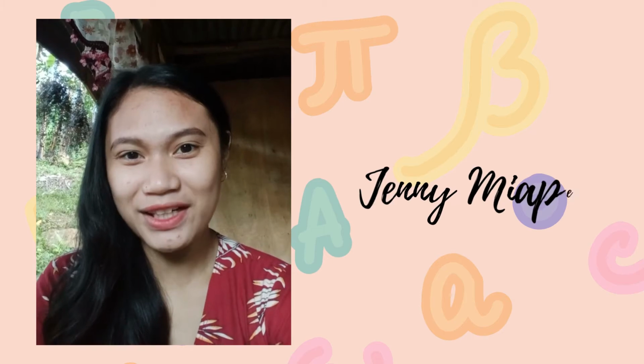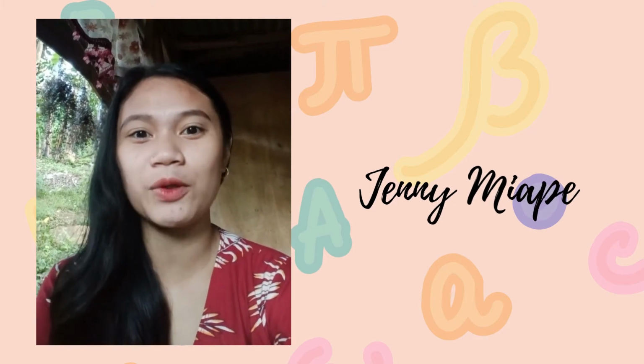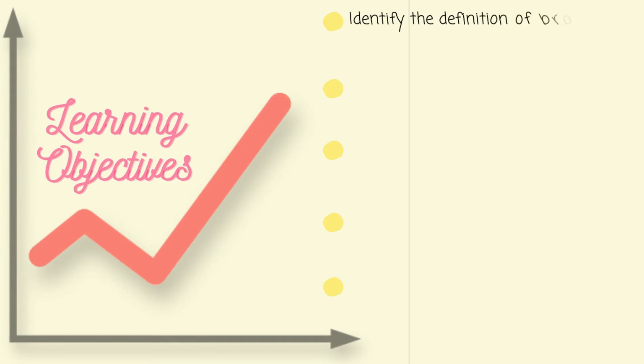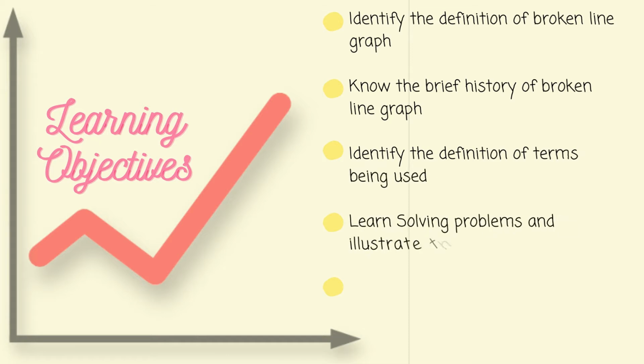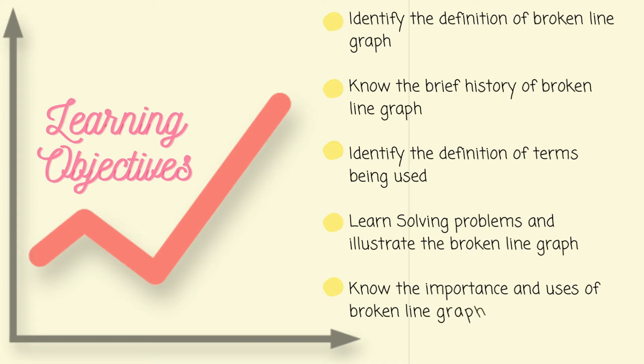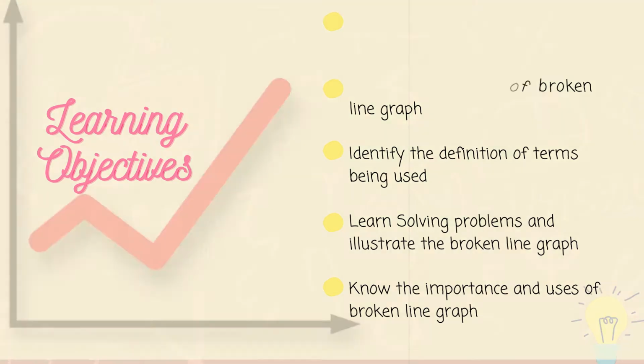Hello everyone, I'm Jenny Miape and today I will discuss the learning objectives. By the end of this report, first, we should be able to understand and identify the definition of a broken line graph. Second, to know the brief history, like who invented it and when it was invented. Third, identify the definition of terms being used. Fourth, learn to solve problems and illustrate a broken line graph. And the last objective is we should be able to know the importance and uses of a broken line graph.